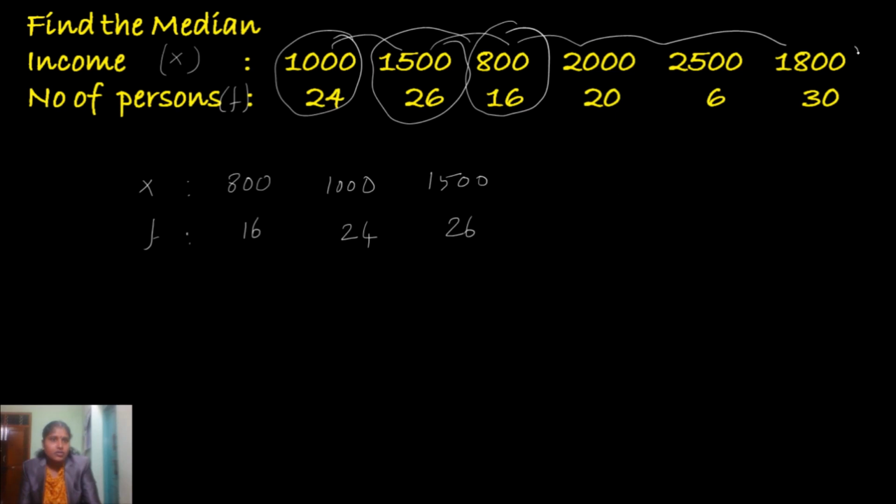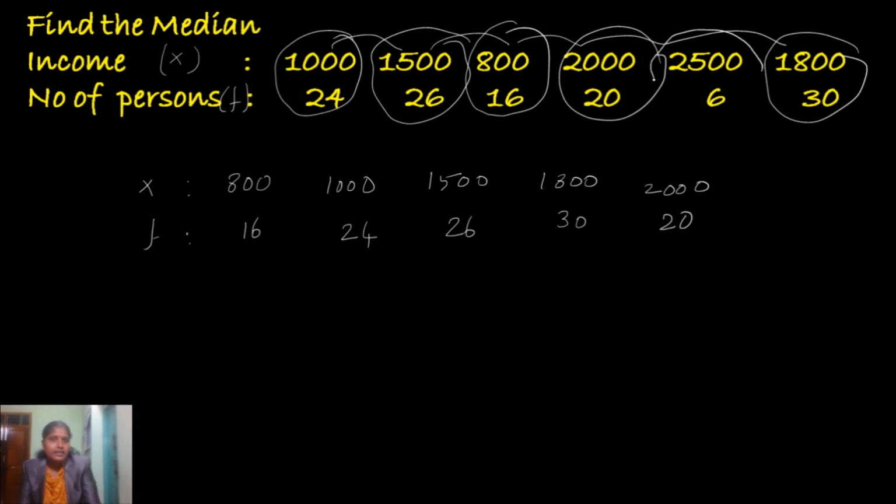Next we have 1800 and its corresponding frequency is 30. Then we have 2000, corresponding frequency 20, and then 2500 and its corresponding frequency 6.